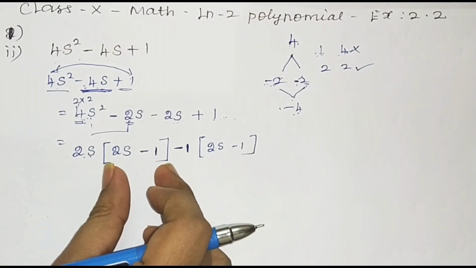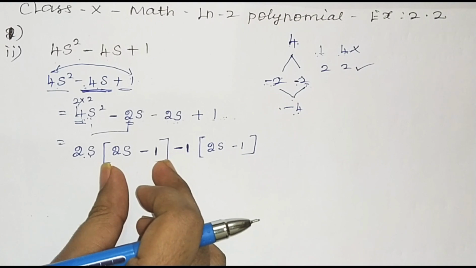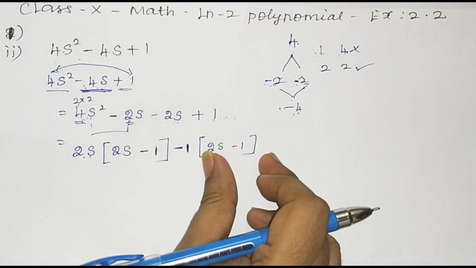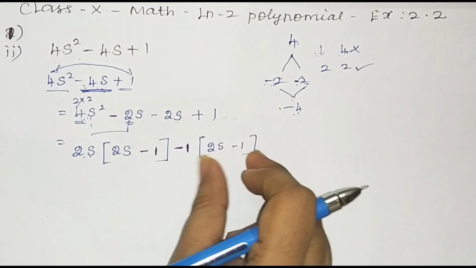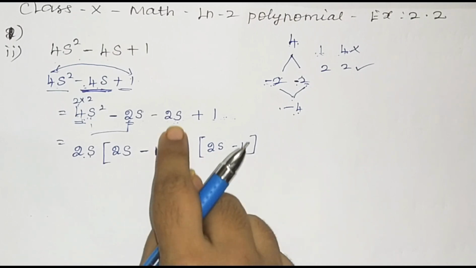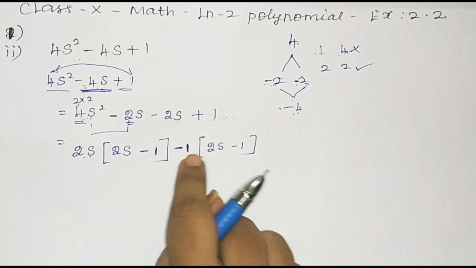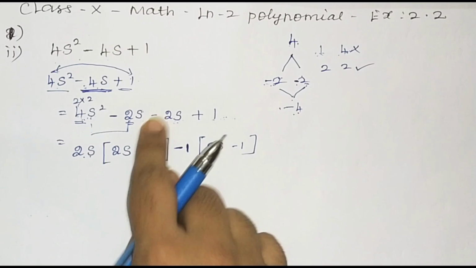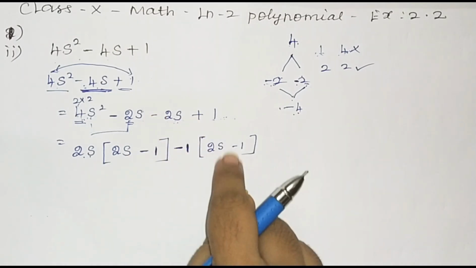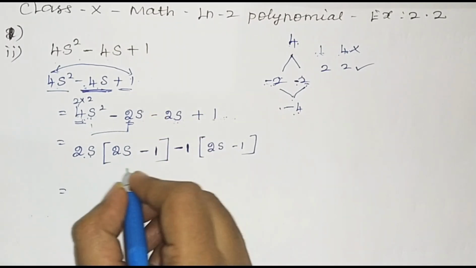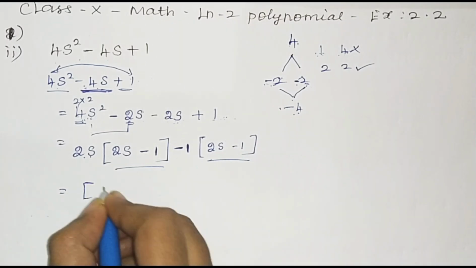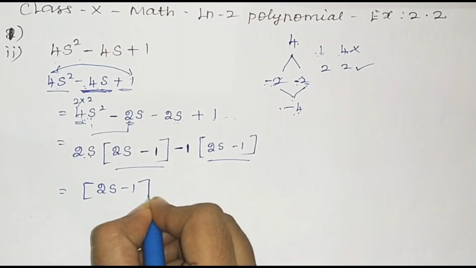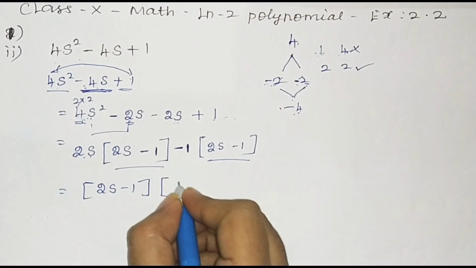So in this bracket, whatever number you get, the same number has to appear in the next bracket also. For this I rearrange and write like that. So in this I have taken minus commonly. You multiply and check: minus into 2s is minus 2s, minus into minus 1 is plus 1. I hope you understand. Now the bracket terms we can write outside: 2s minus 1, the remaining is 2s minus 1.